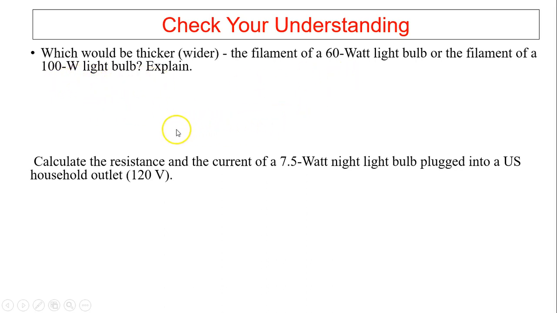So these are the light bulbs. Light bulbs will be connected to your household voltage. So for both light bulbs, this V is the same. So bigger power means smaller R. Which one has a smaller R? The 100-watt light bulb has to have smaller R. Smaller R means the thicker filament. So the 100-watt bulb has a thicker filament.